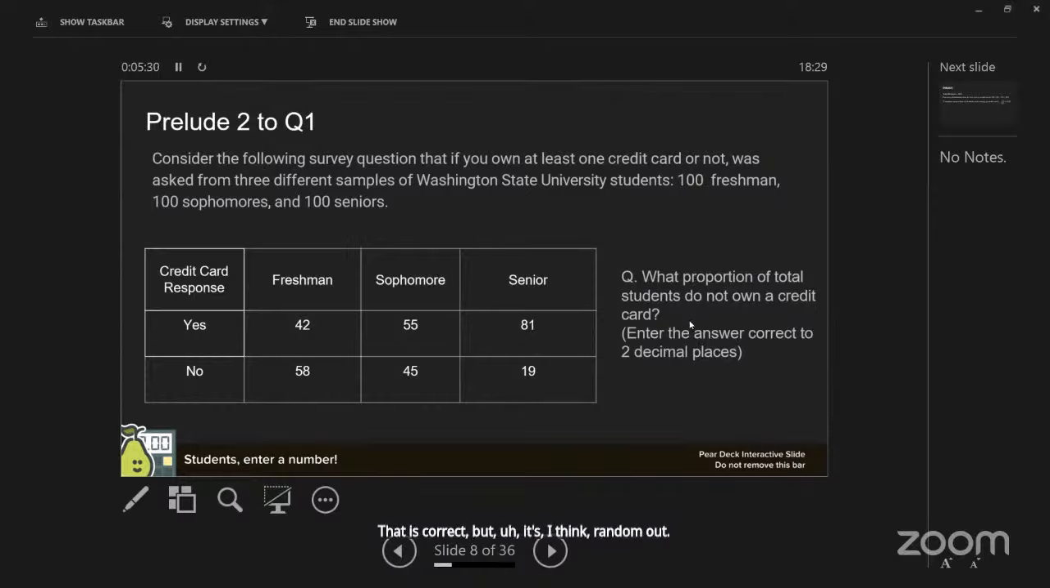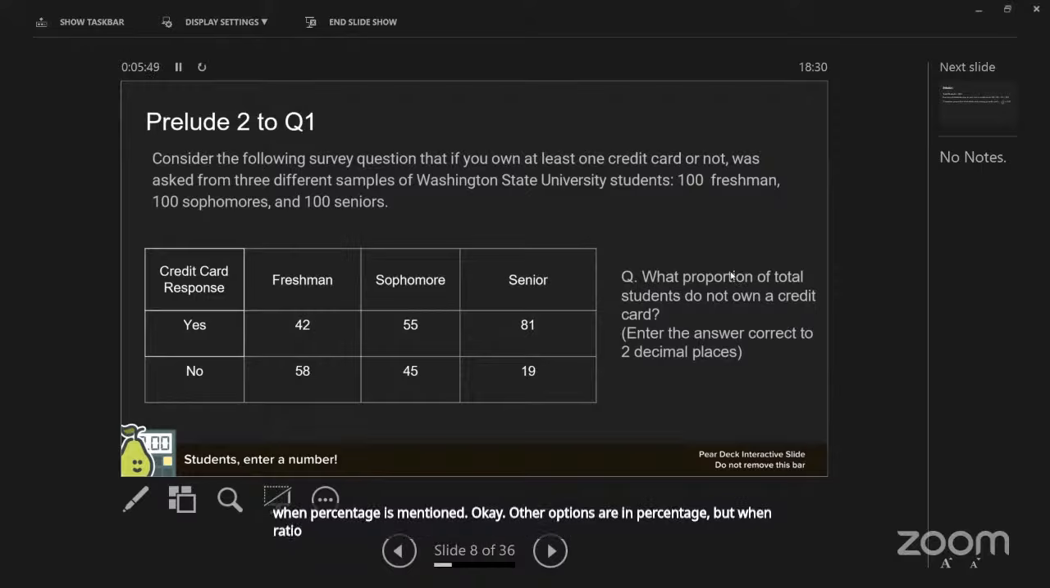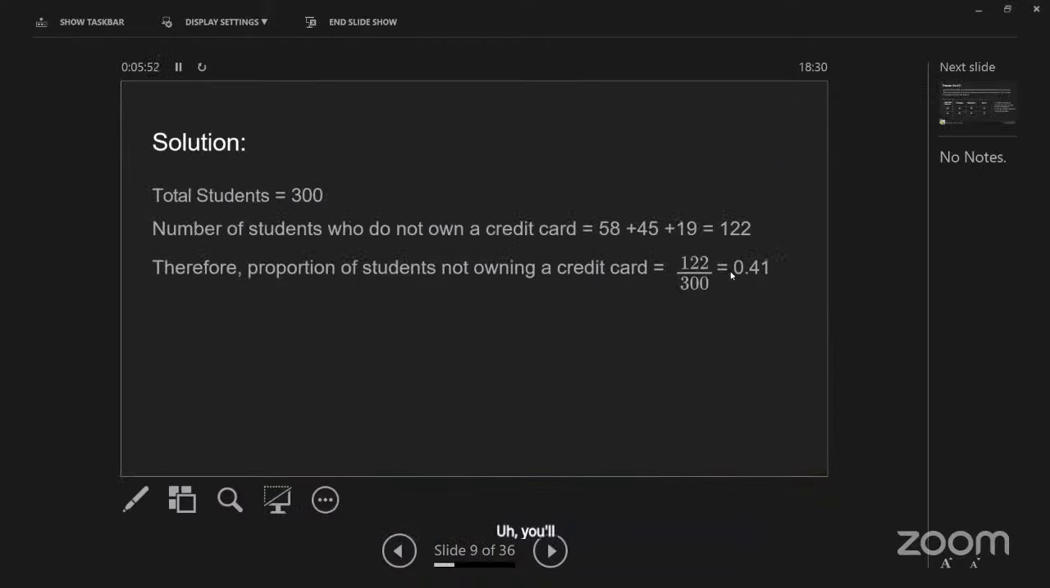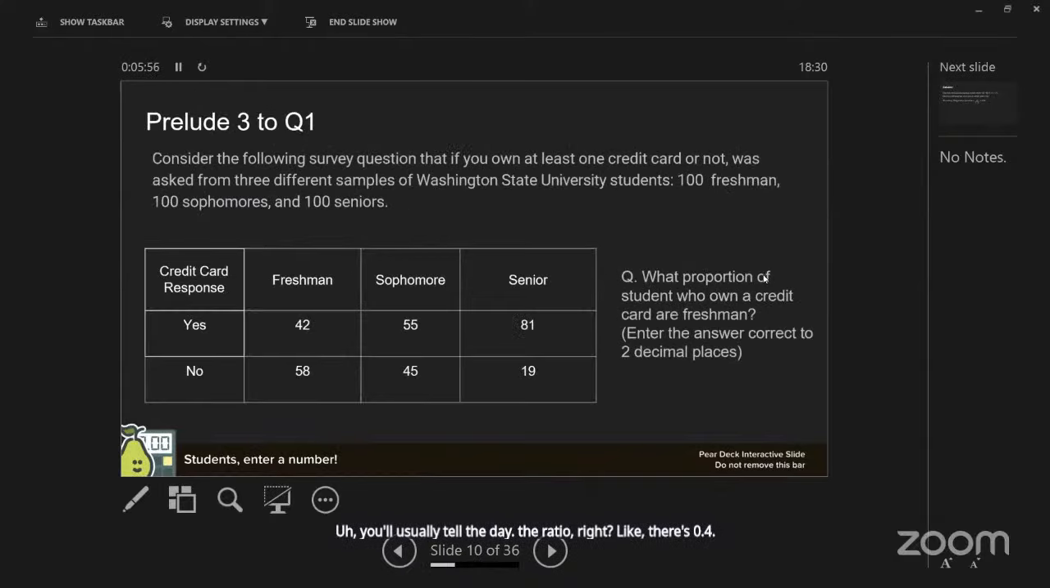When you are asked for a proportion, you tell the ratio. Only when percentage is mentioned do we have to say the percentage, or when the options are in percentage. But when the word ratio or proportion is used, you'll usually tell the ratio, like this 0.4. Okay, sir. Third one.